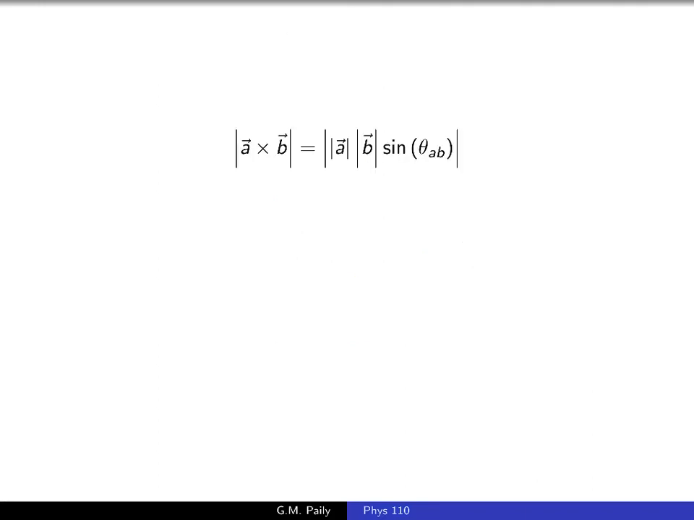The magnitude of A cross B is given by magnitude of A times magnitude of B times sine of the angle between them, and then magnitude of the whole thing. Notice that this is very similar to the dot product, but instead of a cosine, we have a sine. Once again, we see that if the angle between the vectors is 0 or 180 degrees, then sine of 0 or sine of 180 degrees is 0. And so the cross product of two parallel vectors or antiparallel vectors has magnitude 0.